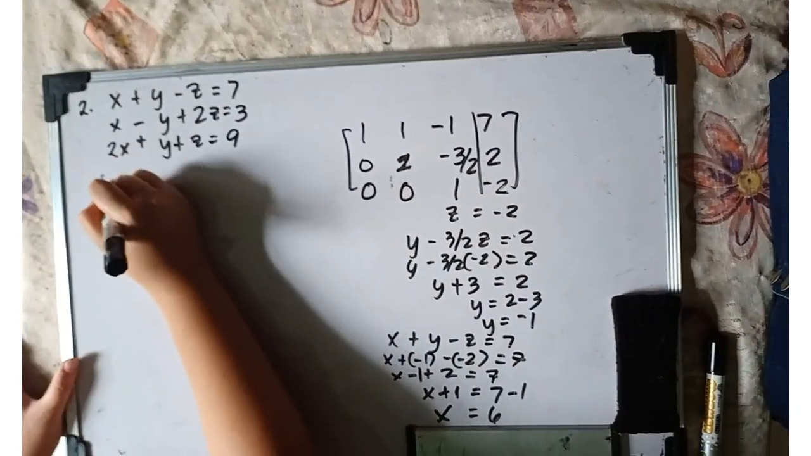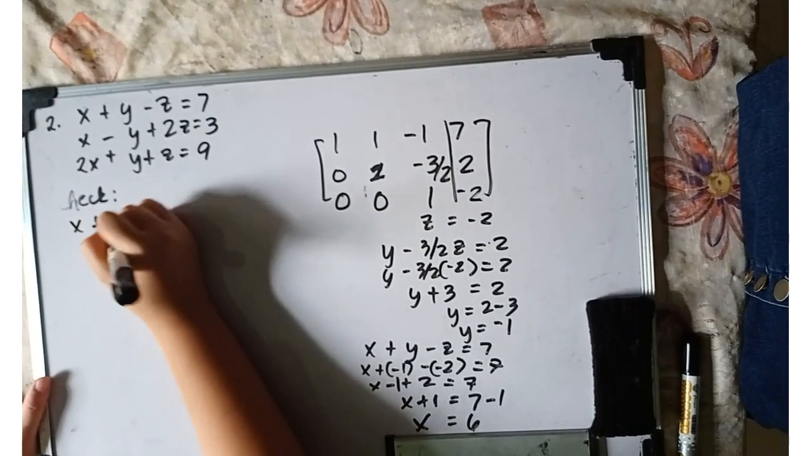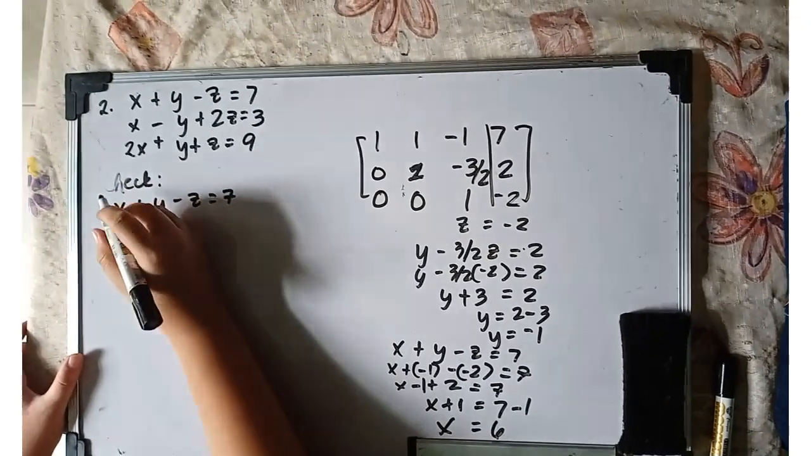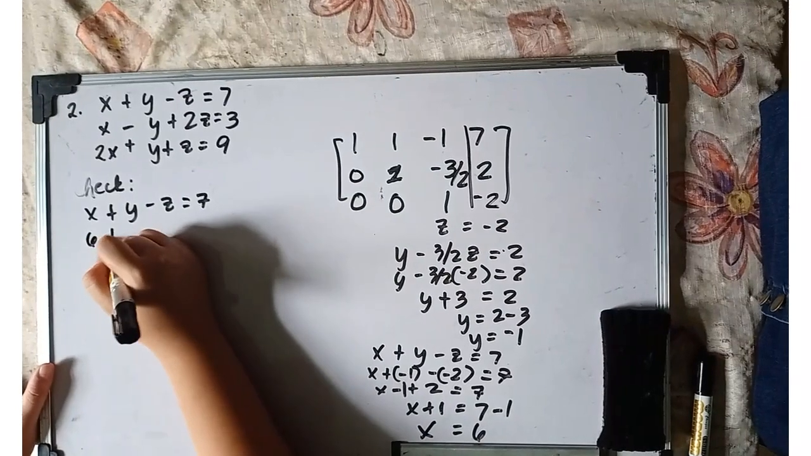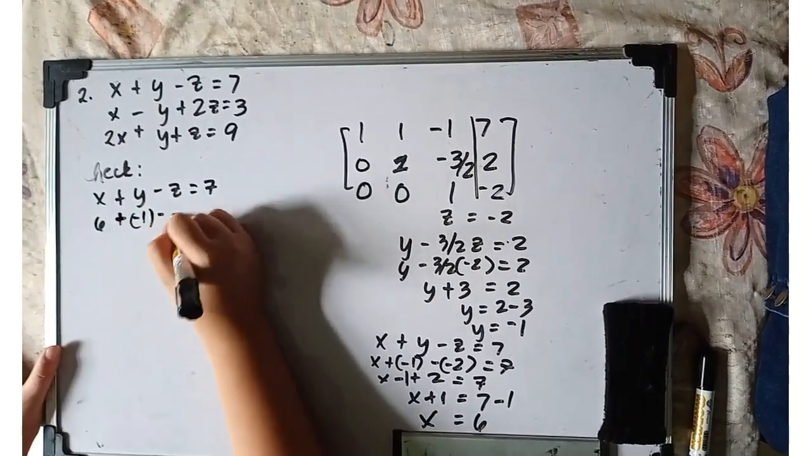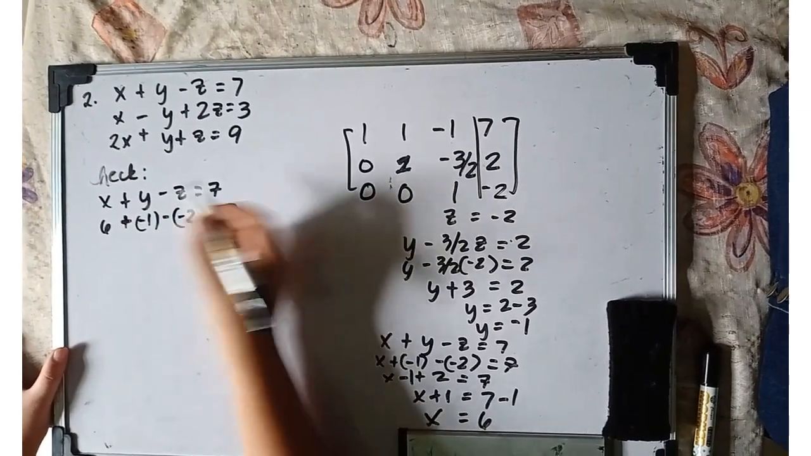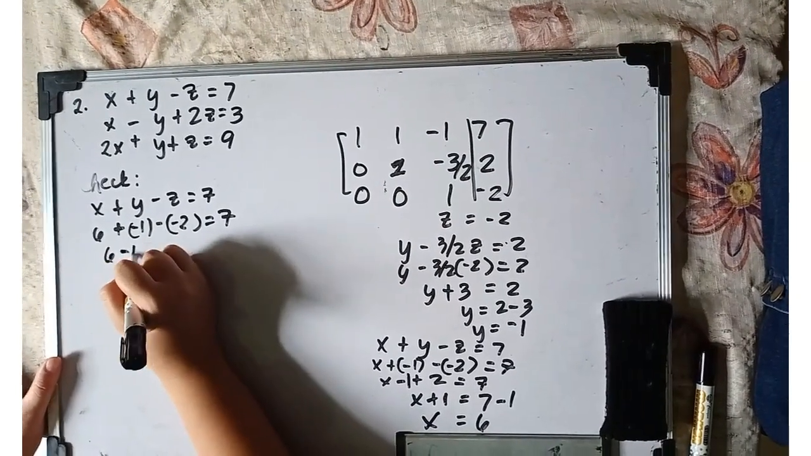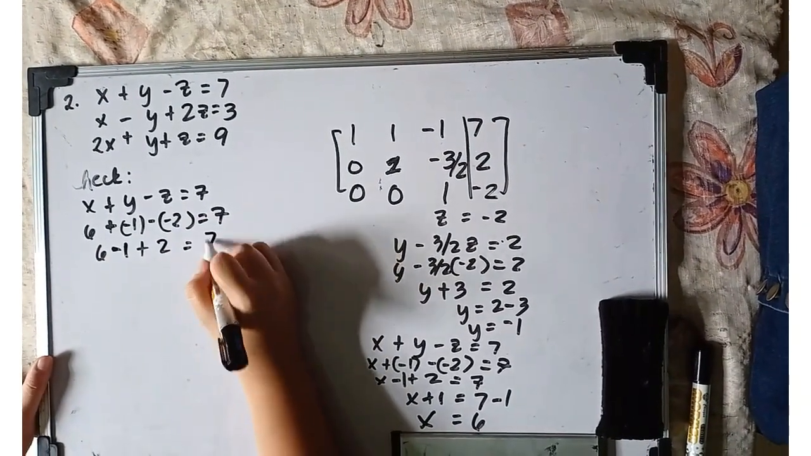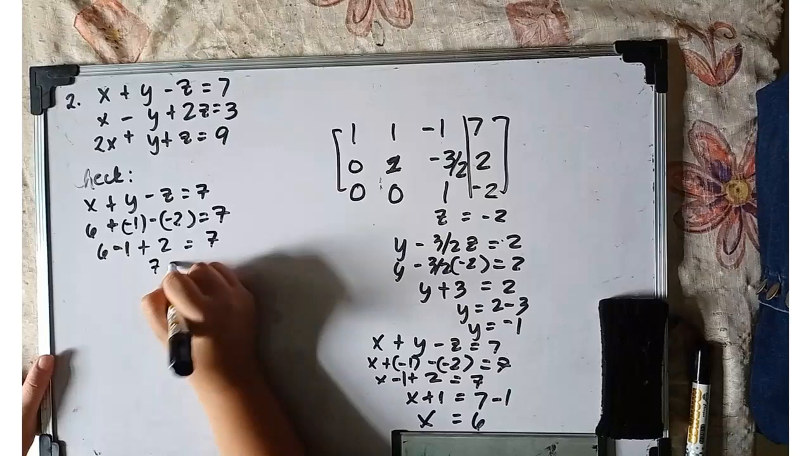So let us check. x + y - z = 7. Our x is 6, plus y is -1, minus -2, equals 7. So 6 - 1 + 2 = 7. 6 - 1 is 5, plus 2 is 7, which equals 7.